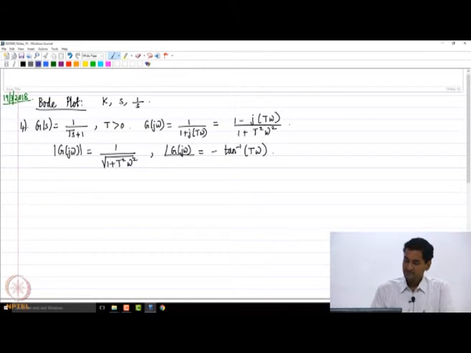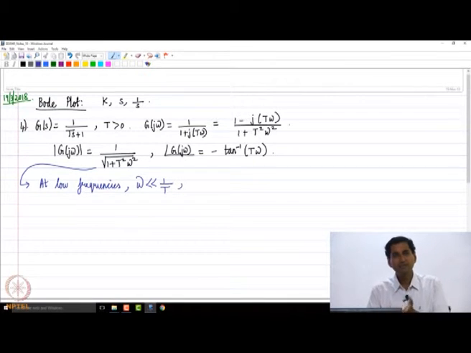Now let us look at this magnitude term. At low frequencies, when omega is very small compared to 1 by T, we will see why I am choosing 1 by capital T as a particular value in this expression. When omega is very much lower than 1 by capital T, what do you think is going to happen to this magnitude?